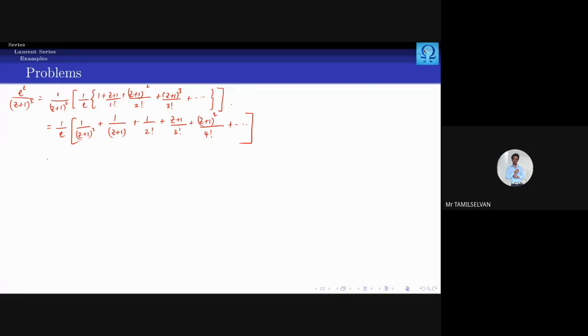Fine. So this quantity, let me try to generalize. This is a summation where n runs from 0 to infinity, and in the denominator I have n plus 2 factorial, with z plus 1 to the power n. So when n equals 0, I have only 1 upon 2 factorial. When n equals 1, it is z plus 1 upon 3 factorial. And apart from this, what I have is 1 upon z plus 1 plus 1 upon z plus 1 whole squared. Is that clear? Yes, sir.